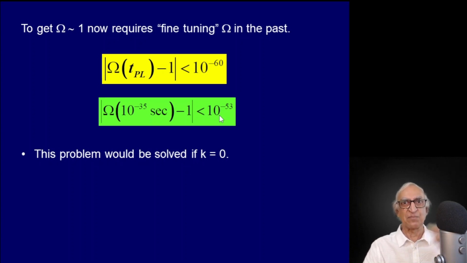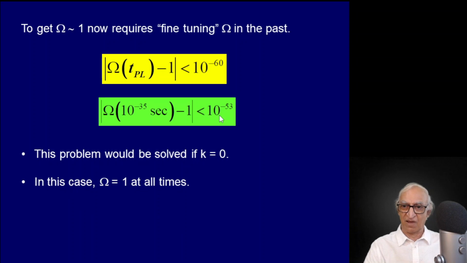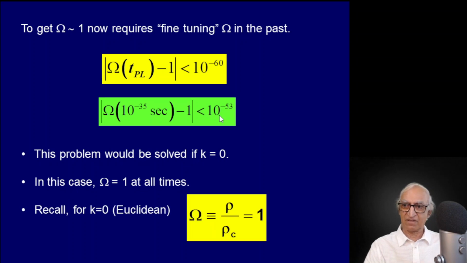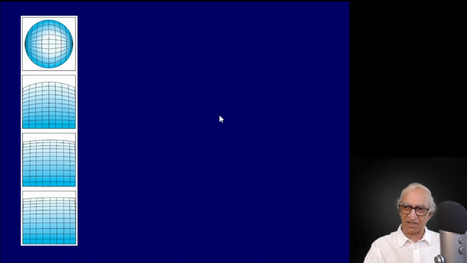In fact, I'm making a prediction. It cannot be 0.3 now. It must be precisely equal to 1. Now, why would the curvature term be 0 in the past? Why should the early universe have already been Euclidean? Well, so that's clear. Let's go on.